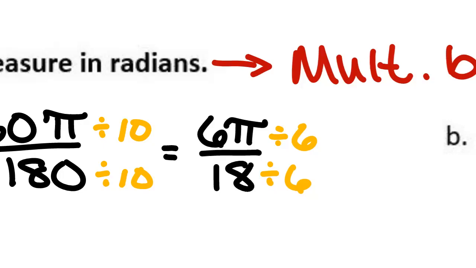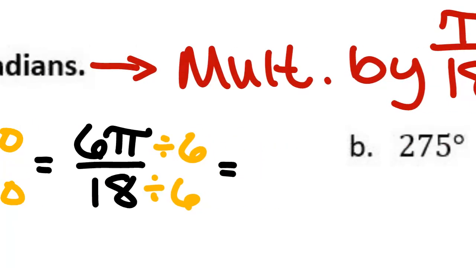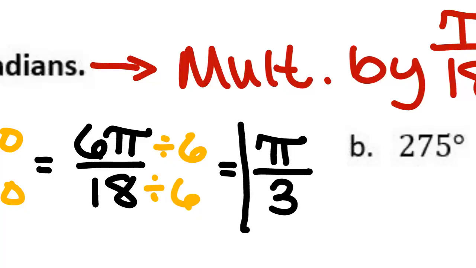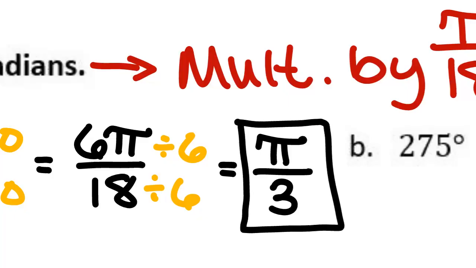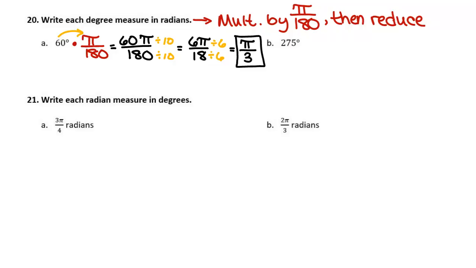6 pi divided by 6 would give me what? 1 pi. Yep. So I have pi in my numerator. What is 18 divided by 6? 3. So pi over 3 would be 60 degrees written in radians.